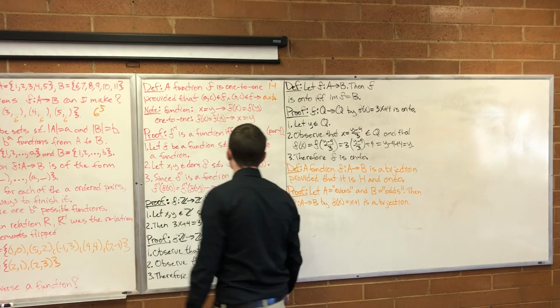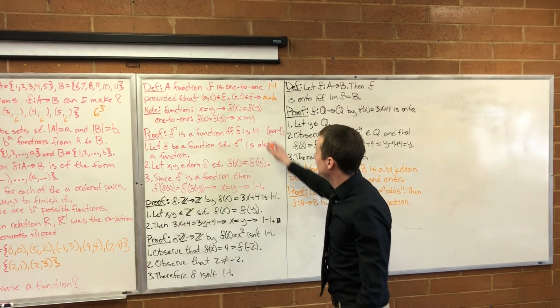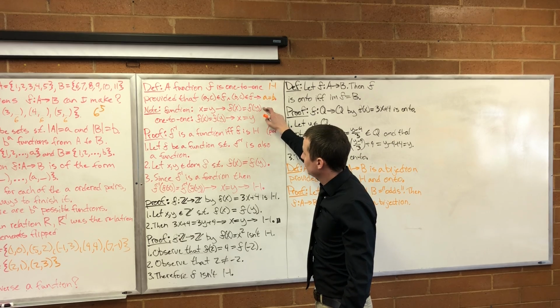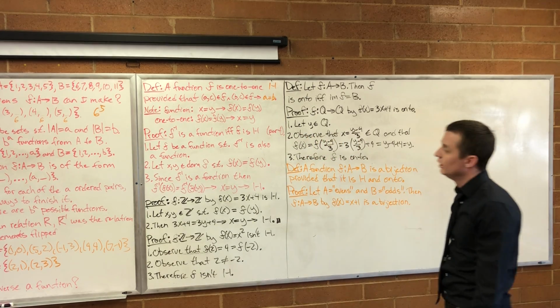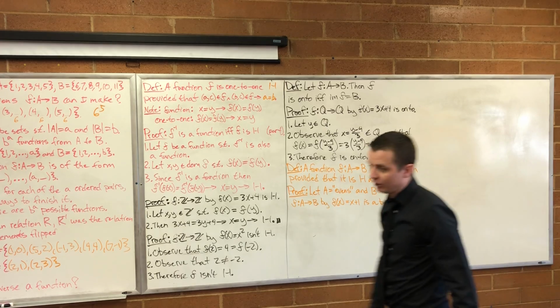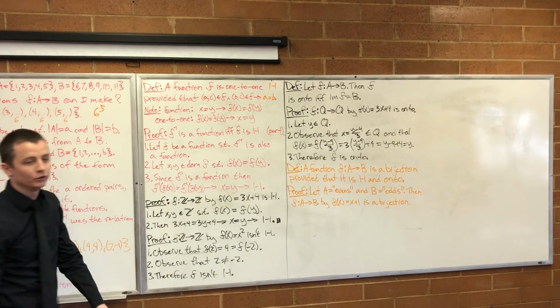So, one-to-one. That's what we mean by a one-to-one function. Here's how I think about a function, and here's how I think about a one-to-one function. Quick proof. I started the proof and then I realized it's a homework problem, so you only get half the proof.